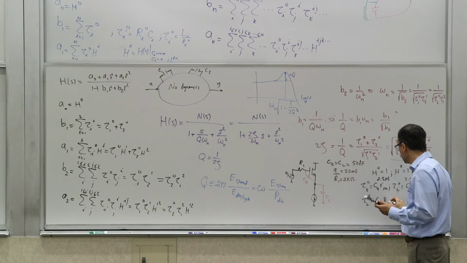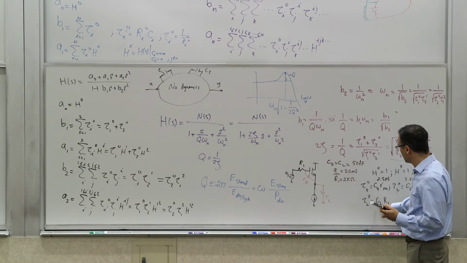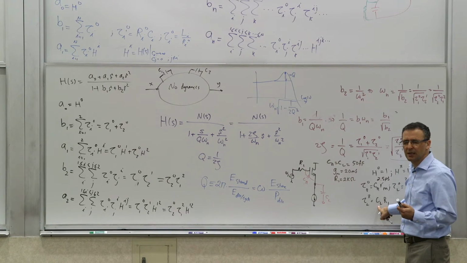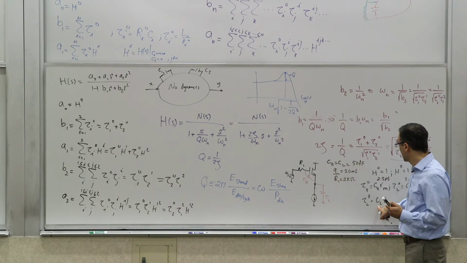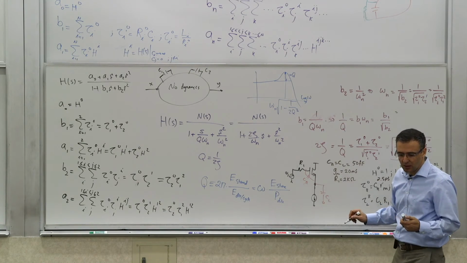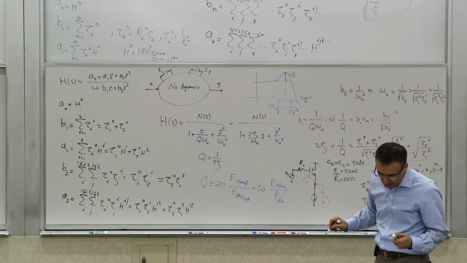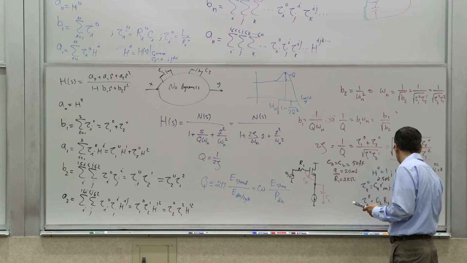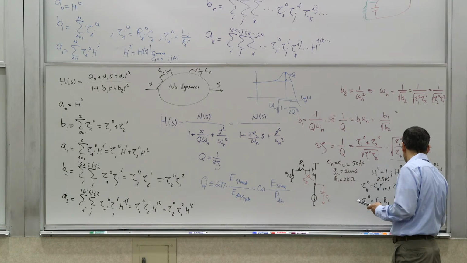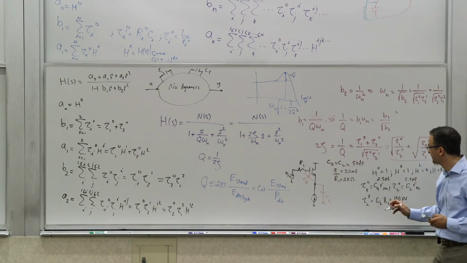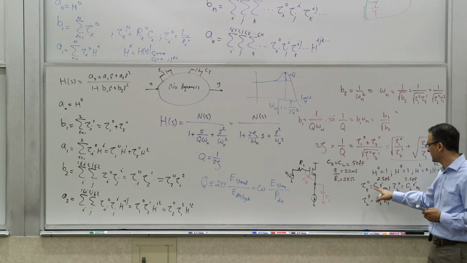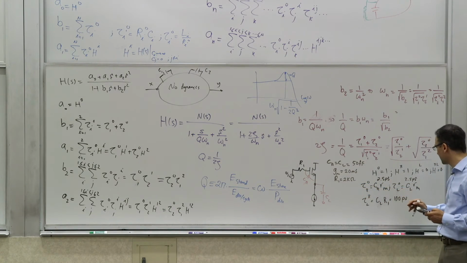And then this guy is 2 kilo ohms times 50 femtofarads is what? You get 50, sorry? Yes, this is 100 picoseconds, right? It's 50 times 2, it's 100. Yeah, 100 picoseconds, that's correct.